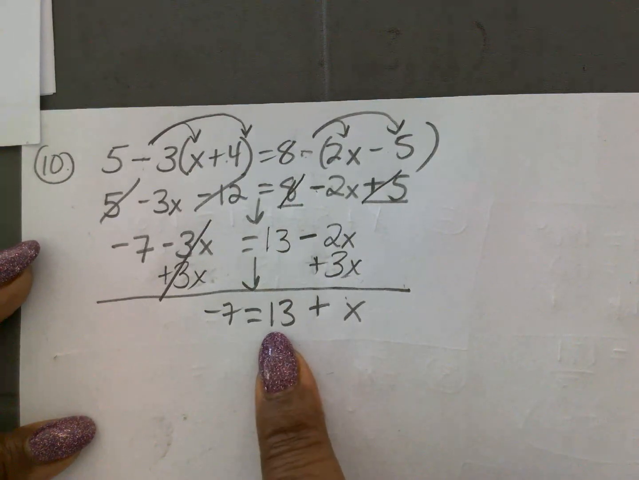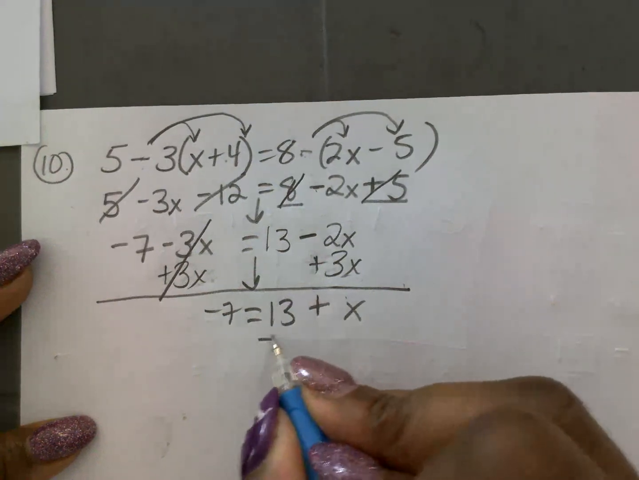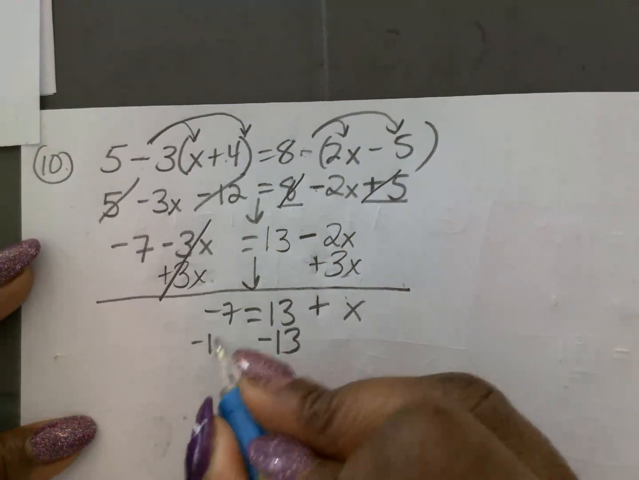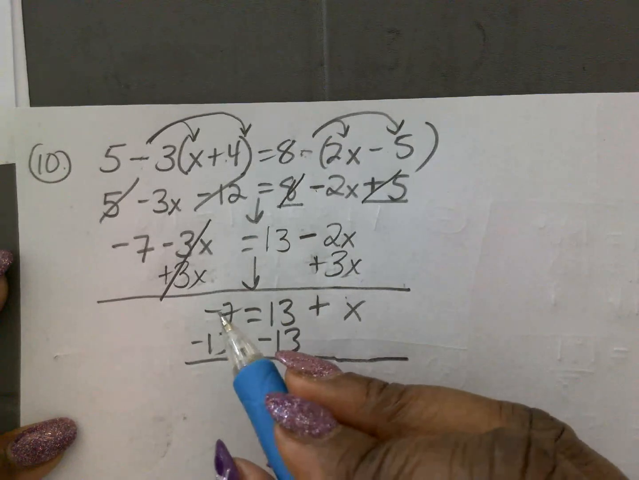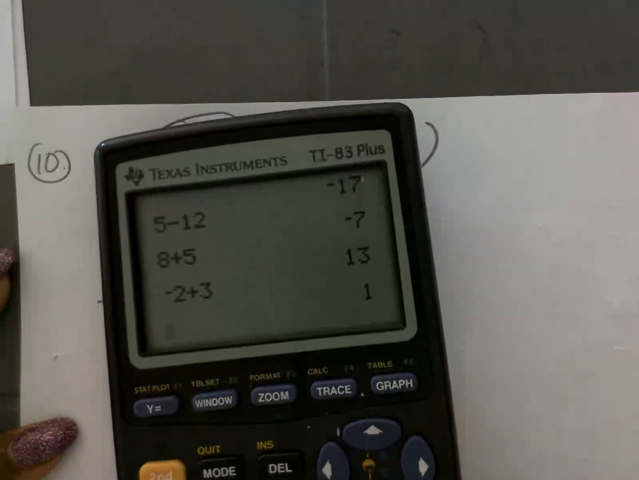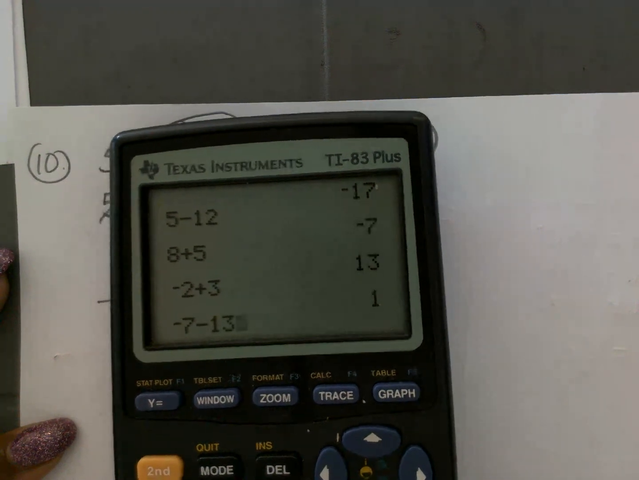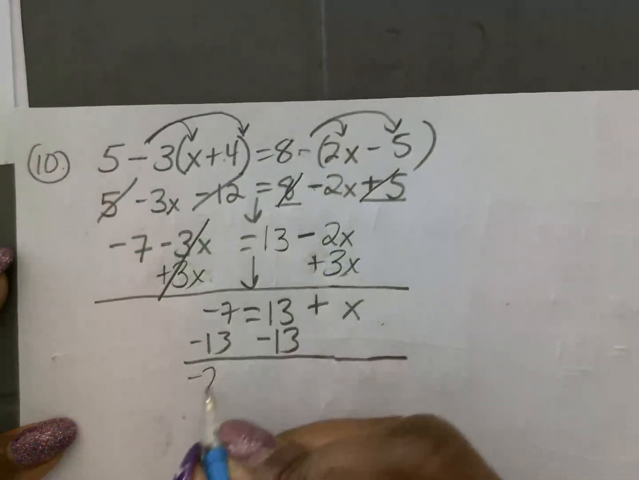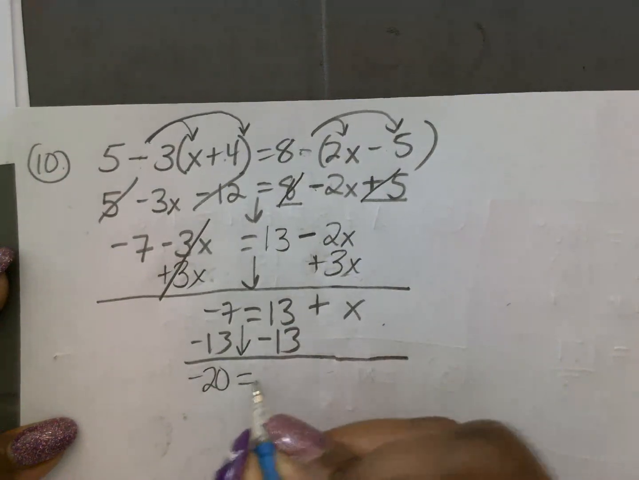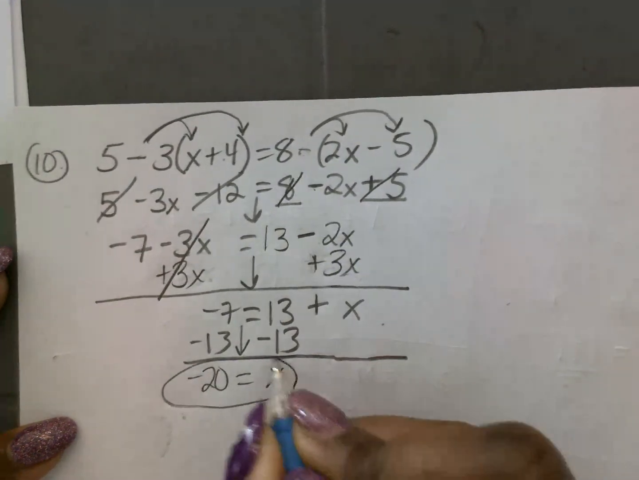Get x by itself, get rid of the 13. You're going to subtract 13 on both sides. When you subtract 13 on both sides, you're going to get, look at this, -7 minus the 13. That gives you a -20. So you've got -20 here, bring down the equal, x.